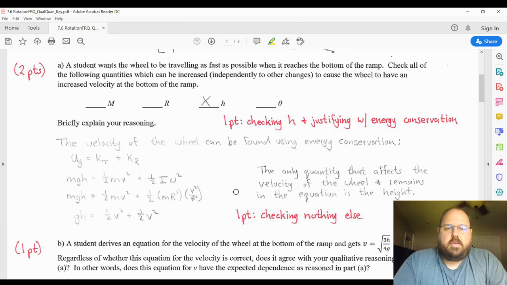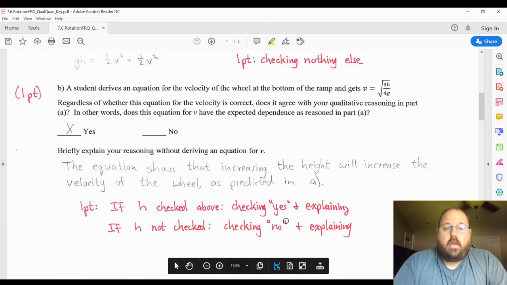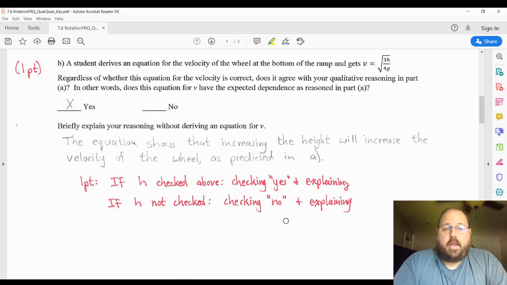If you try to do some sort of explanation by saying that the increased height will allow it to speed up for longer with the same acceleration, then that would be an okay answer as well. That would get you the first point, but you still have to have everything else unchecked to get the second point. Okay, so part B depends on your answer to part A.